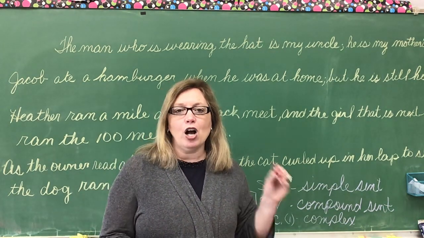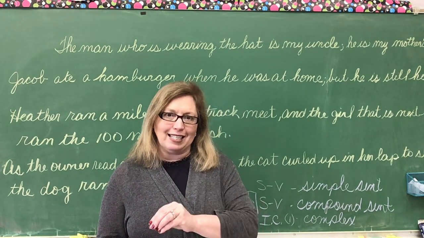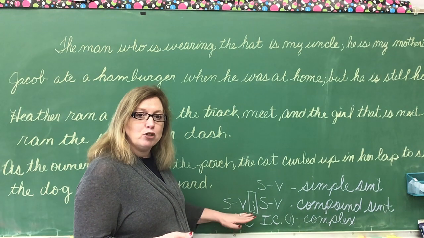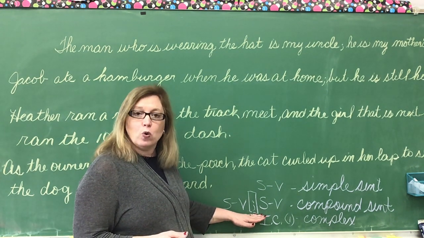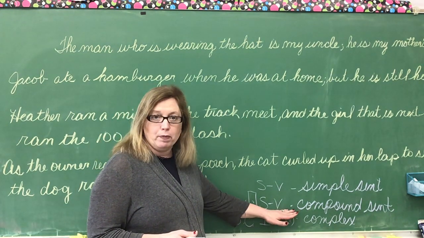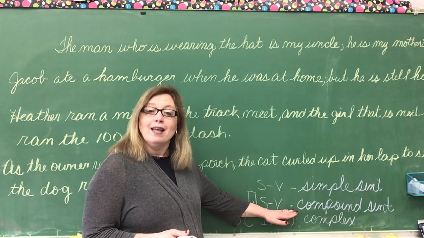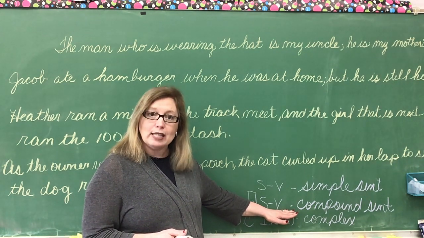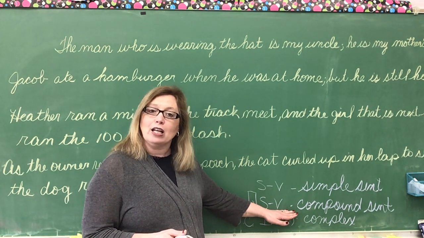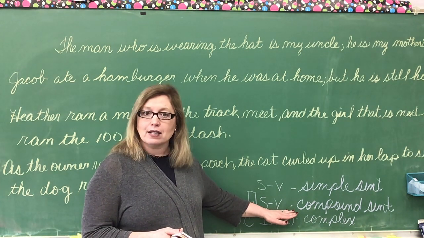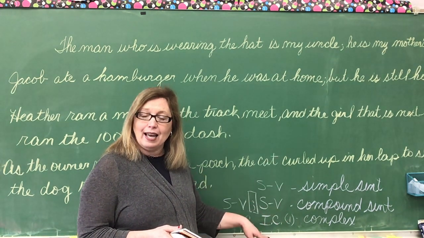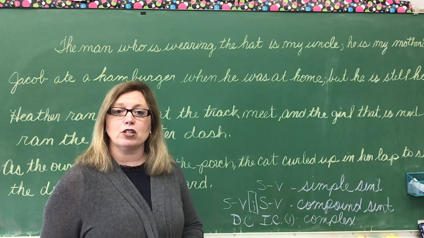When I'm looking for a compound complex sentence, I'm first looking for this pattern: subject, verb, conjunction or semicolon, subject, verb. That's going to make it compound. Then I'm going to look and see if there's a dependent clause in there. If there's a dependent clause, that makes it complex. But if it has both those things, two sentences and a dependent clause, it's compound complex.